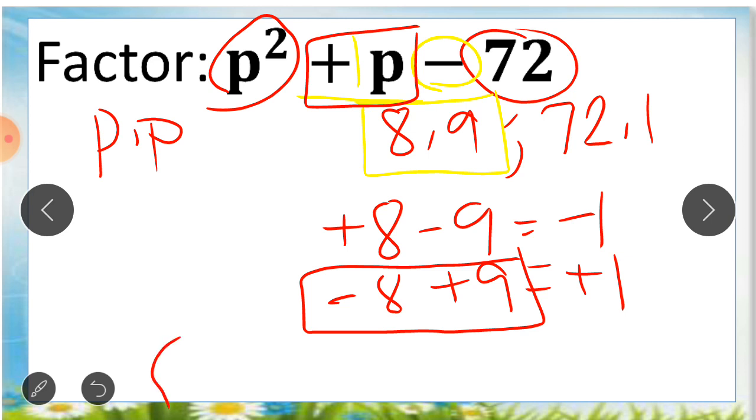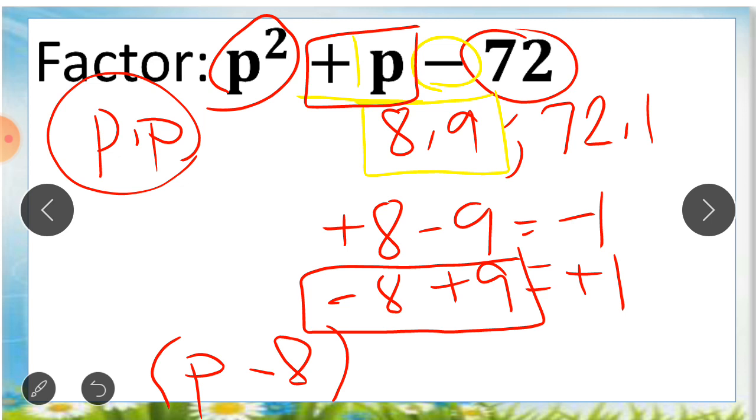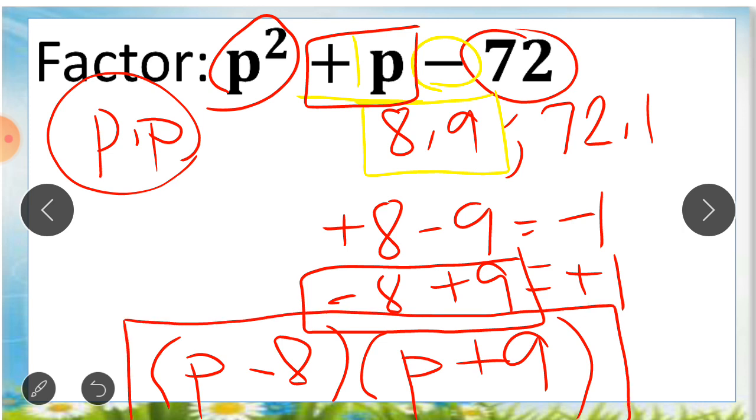So the final answer will be this one, p times p minus 8 and p plus 9. So this will now be your final answer, p minus 8 times p plus 9. When you multiply this, the result will be p squared plus p minus 72.